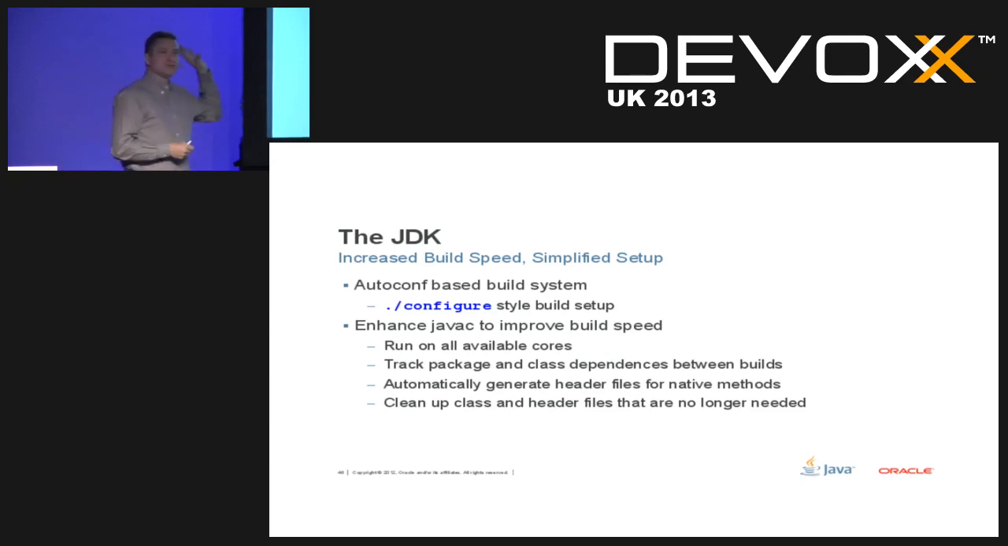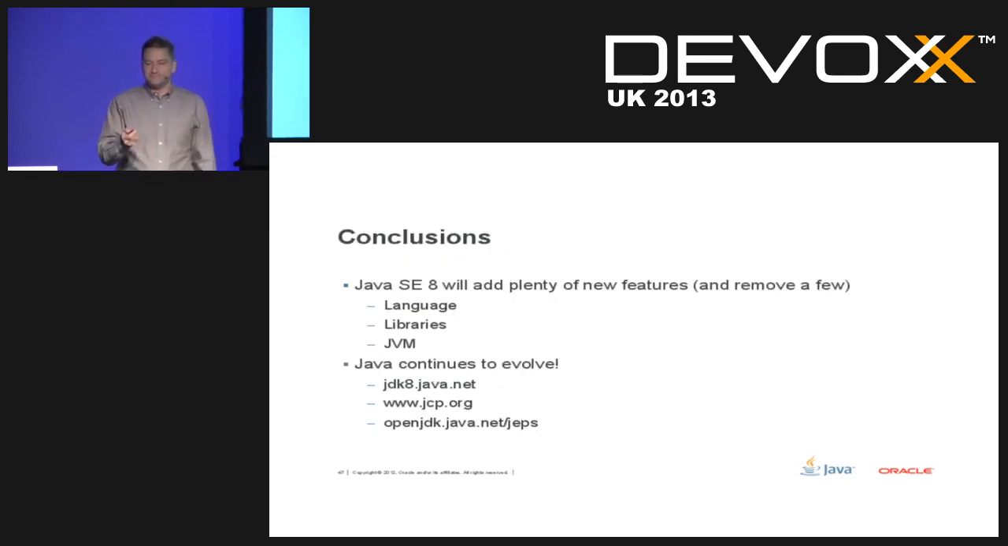With the JDK, we're also tidying up some of the build things. So there's going to be an autoconf-based build system, so you can just do ./configure in the same way you can with many other things, and improve the build speed by using multiple cores, or all the cores that are available, doing various other things like tracking packages, automatically generating header files, and just cleaning up class and header files that are no longer needed.